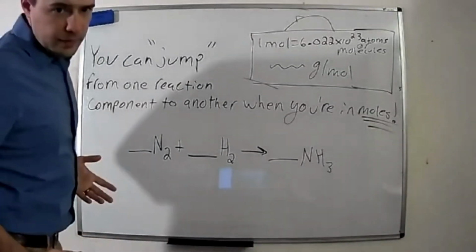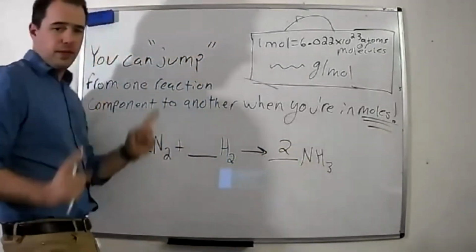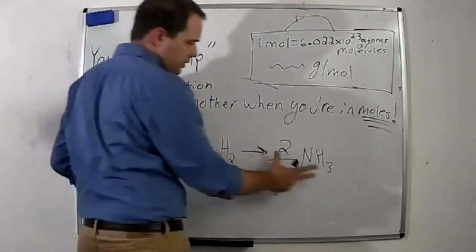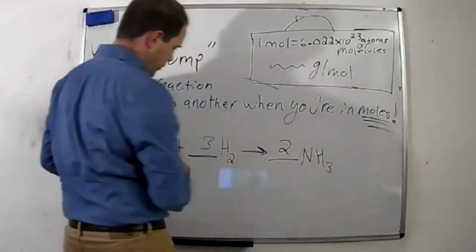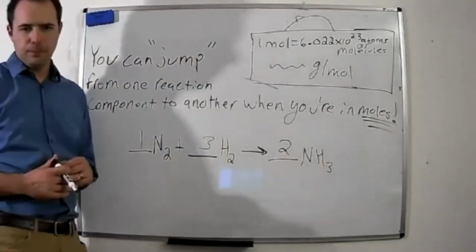So here's how I balance it. 2 nitrogens, I'm going to pop a 2 there. Remember, big tip number 1, save hydrogen and oxygen for last. We're going to balance the nitrogens first. Now I have 6 hydrogens, I'll pop a 3 there. You don't have to put anything there, but you're welcome to put a 1. If you leave it blank, I assume it's a 1.